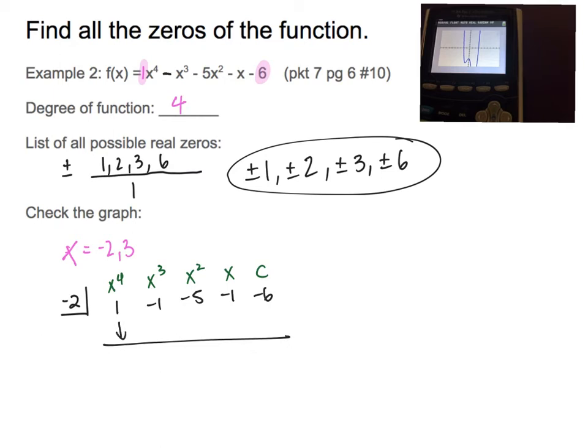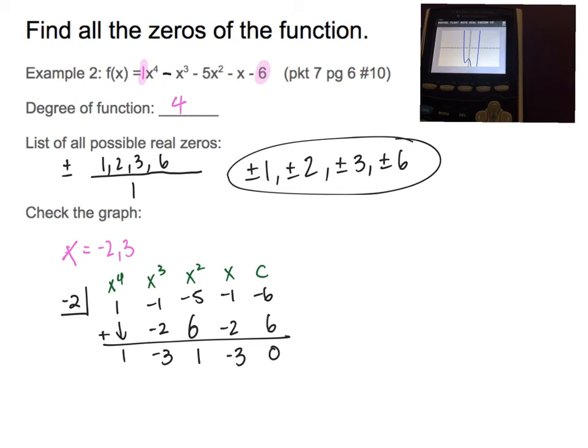And so I bring down the 1 first, and then I multiply this 1 with this -2, which gives me -2. And then you always want to add your numbers vertically. So -1 plus -2 gives you -3. -3 times -2 gives you +6. That would give you 1. 1 times -2 gives you -2, which is -3. -3 times -2 gives you a +6, which is 0.